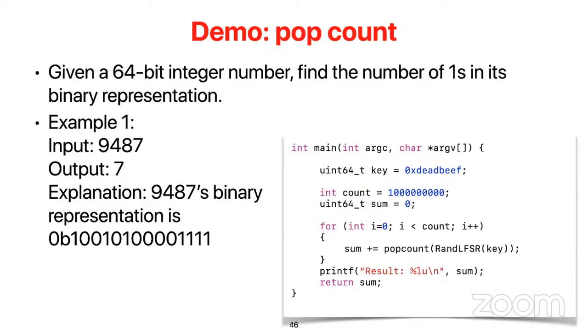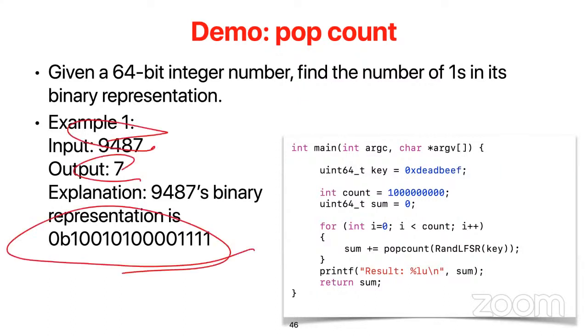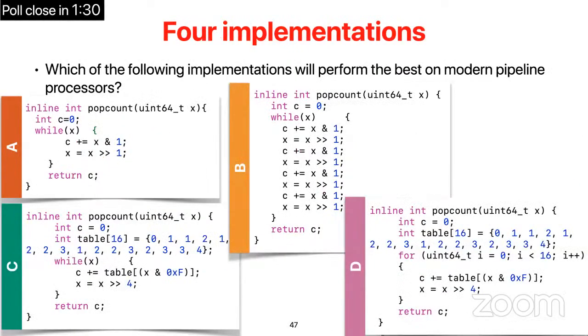So if I have a question like this, because I know a lot of you like LeetCode, right? So let's reformat it as a LeetCode question. I want to count how many ones are within the number, and for this number the output should be 7. Okay, so we have 4 different implementations here. Being a programmer, can you judge which one you think would be the best performing?